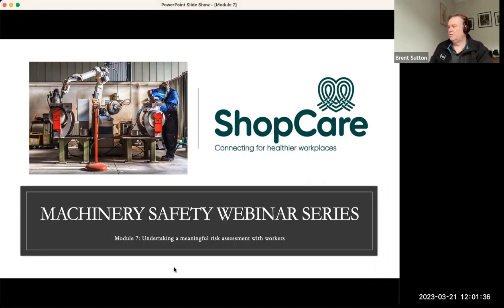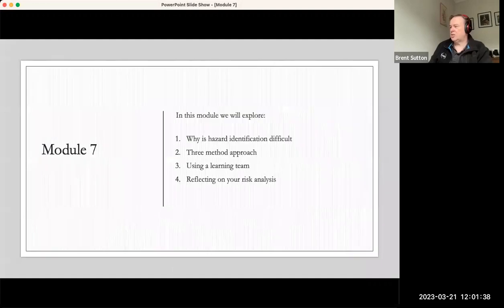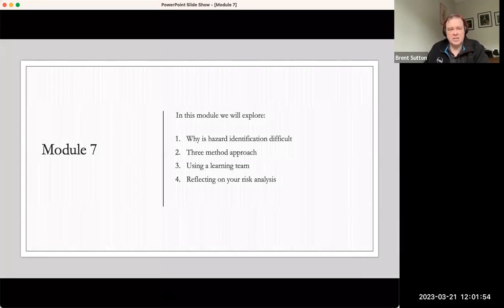So in this session, we're going to explore why hazard ID is just so difficult, because it is. We're going to look at a three-method approach using a learning team, and we're going to reflect on your ability to look at risk from a machine perspective.